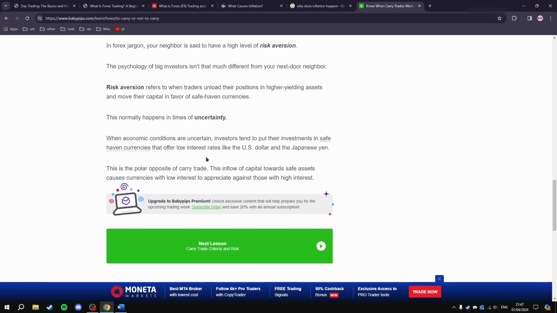When economic conditions are uncertain, investors tend to put their investments in safe haven currencies that offer low interest rates like the US dollar and the Japanese yen. This is the polar opposite of carry trades. This inflow of capital towards safe assets causes currencies with low interest to appreciate against those with high interest.